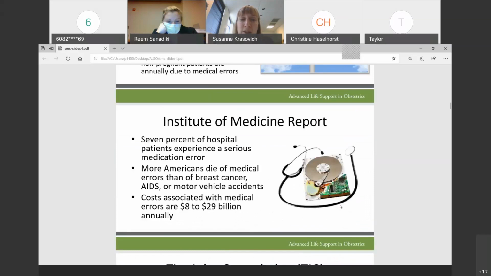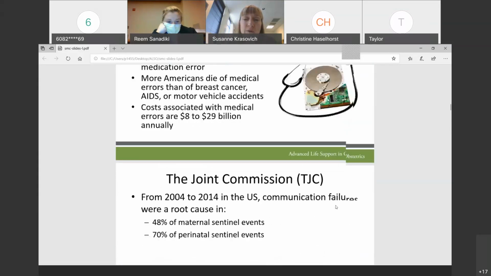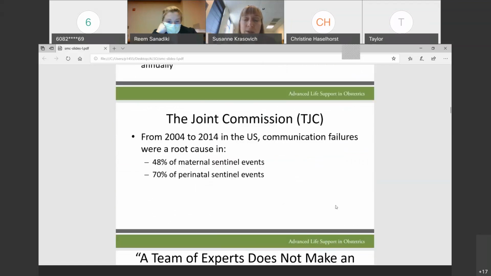The Institute of Medicine report showed that 7% of hospital patients experience a serious medication error. And again, more Americans die of medical errors than they die of breast cancer or AIDS or motor vehicle accidents. There are costs associated with that as well, $8 to $29 billion annually. So obviously there's a lot of interest in how we can prevent or minimize those medical errors.